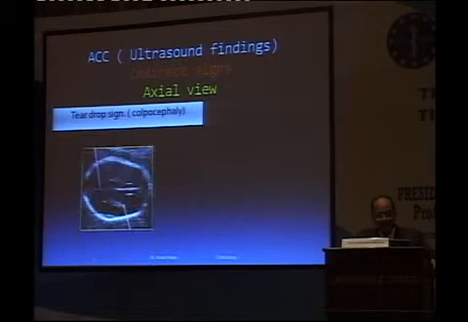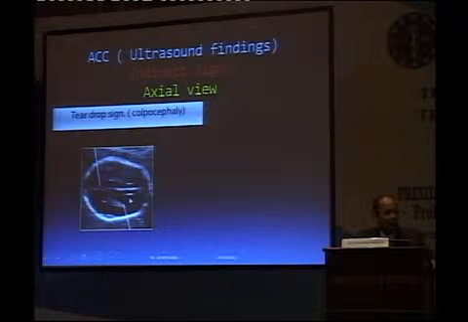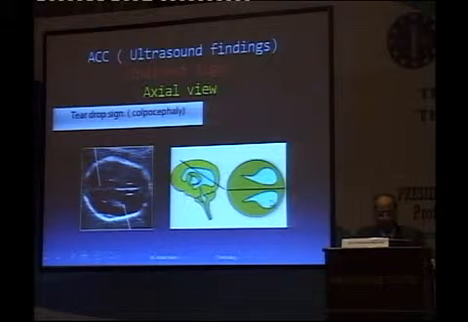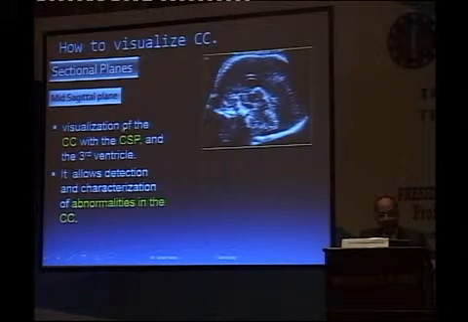The second one is the teardrop sign. This is due to dilation of the posterior horn of the lateral ventricle. At the same time, we have a narrow anterior horn and a wide interhemispheric fissure. This is what we call colpocephaly or the teardrop sign.